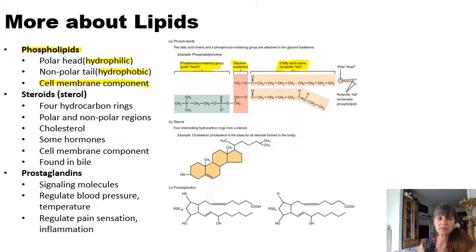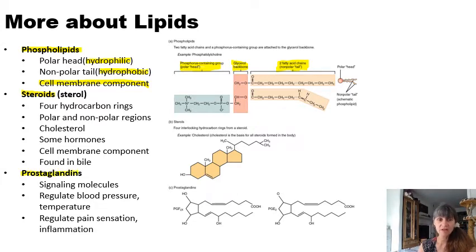This takes us to steroids. Steroid molecules consist of 4 hydrocarbon rings. Again, the word hydrocarbon just means hydrogen and carbon. And these steroid molecules have both polar and nonpolar regions. Examples of steroids include cholesterol. Certain hormones are steroid hormones, and we will see these steroid molecules embedded in the cell membrane to help stabilize it, and they're also found in bile that is produced by the gallbladder.